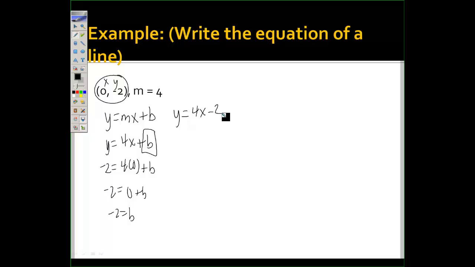And if you're really clever, you could have saved yourself a lot of work here, because you notice that the point 0, -2, if I graph it, is on the y-axis. So the b value must be -2. So it looks like we did our algebra correctly. Our solution, the equation of this line, would be y equals 4x minus 2.